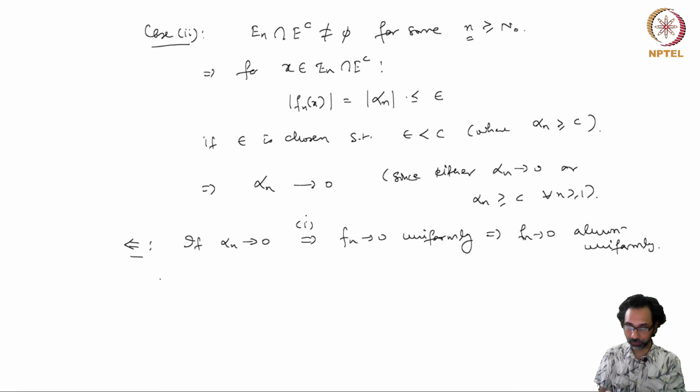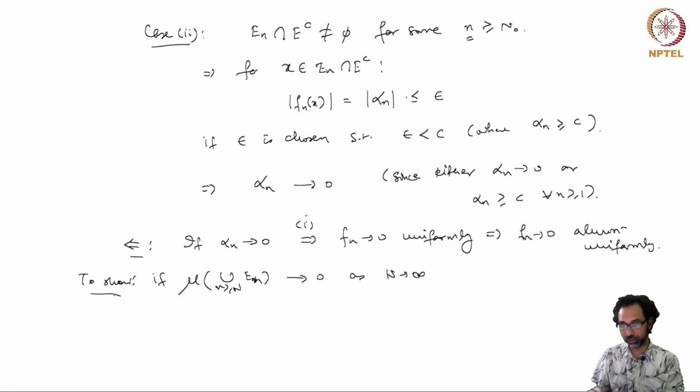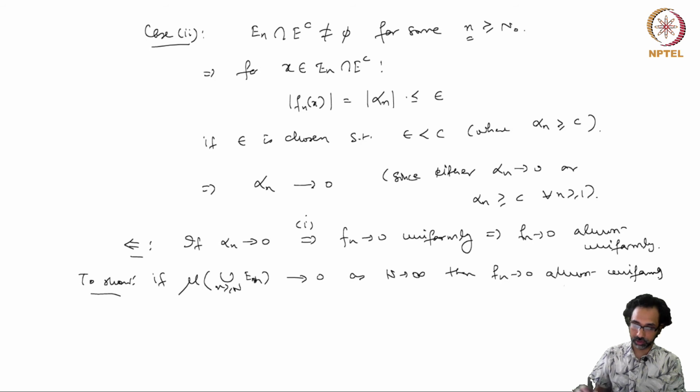Now if the measure of the tail supports goes to 0 as n goes to infinity, we have to show that, so this is the second case, then Fn goes to 0 almost uniformly. So we will use this fact that the measure of the tail support goes to 0.